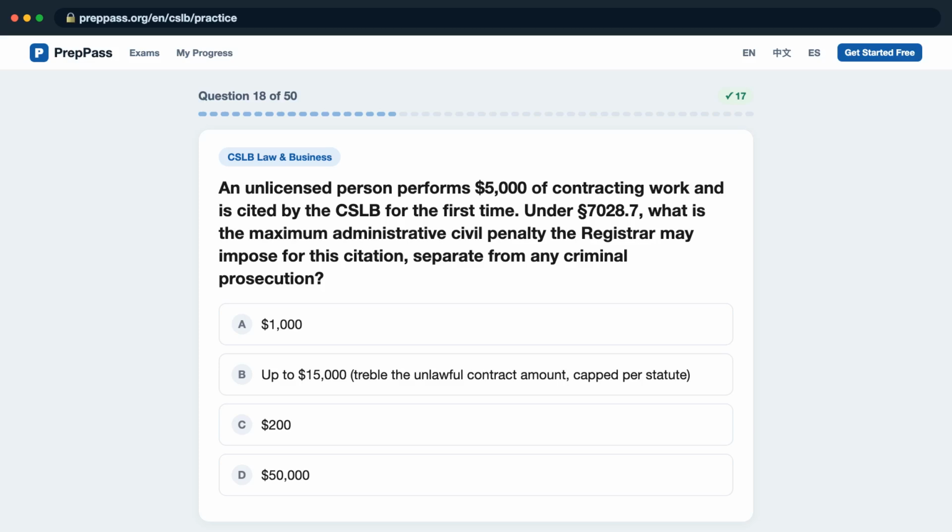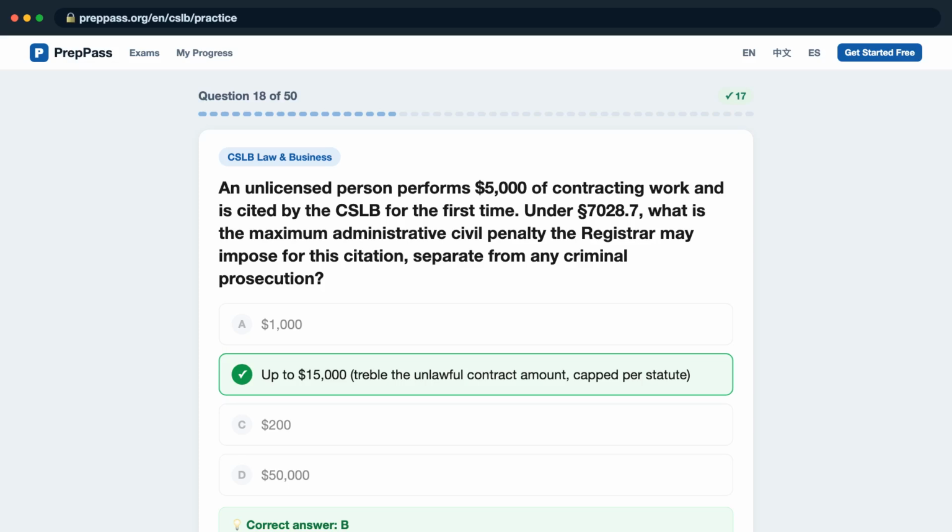Question 18. An unlicensed person performs $5,000 of contracting work and is cited by the CSLB for the first time. Under Section 7028.7, what is the maximum administrative civil penalty the registrar may impose for this citation, separate from any criminal prosecution? Is it A, $1,000? B, up to $15,000, treble the unlawful contract amount, capped per statute? C, $200. D, $50,000? The correct answer is B.